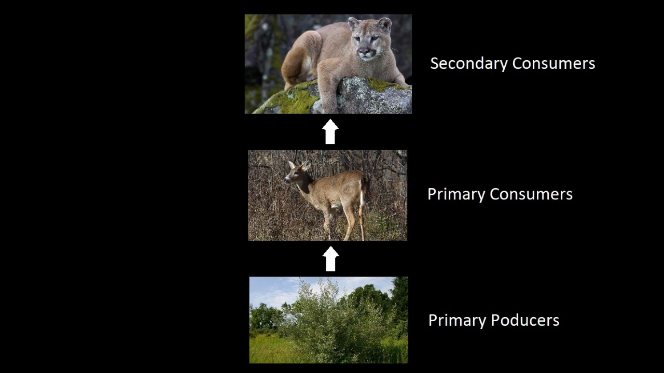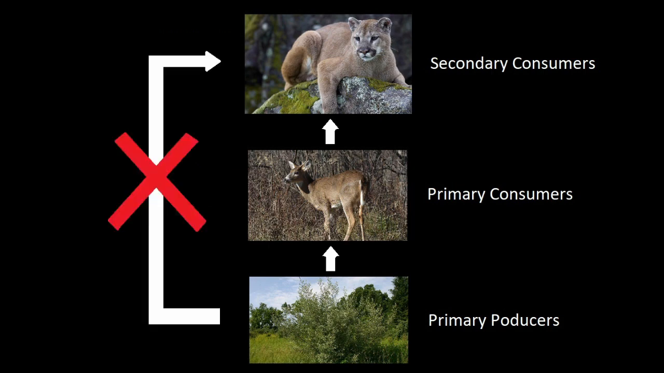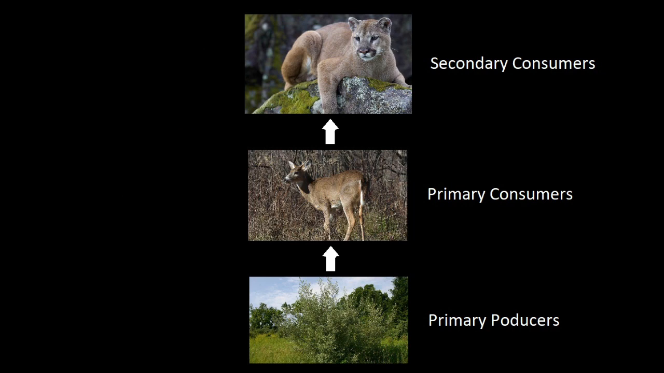There's no way around this for the mountain lion. They can't skip eating the deer and eat the plants directly because their digestive systems can't process the plant material. This results in a food web that is finely tuned and can easily be disrupted.